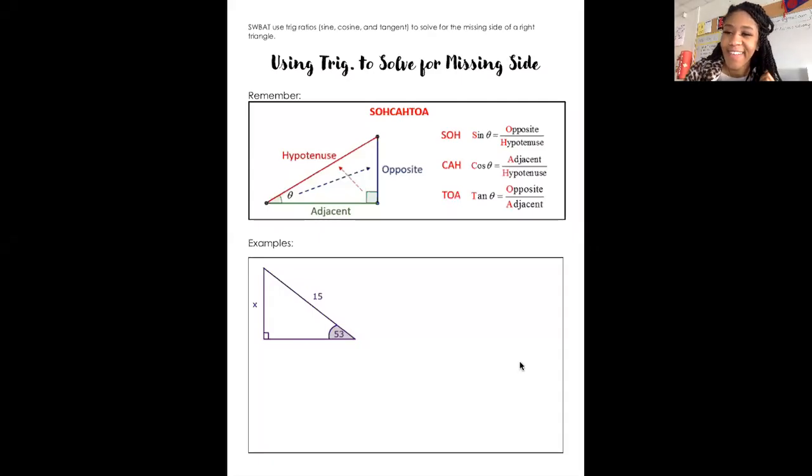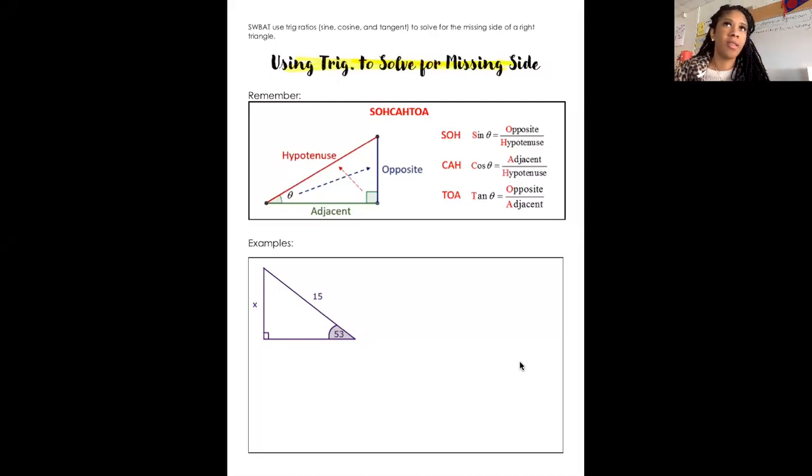Hi everyone! Today we are going to be using trig ratios, sine, cosine, and tangent to solve for the missing side of a right triangle. That's our lesson objective for today. Please copy down into your notes our title. The title for today is using trig to solve for missing side.